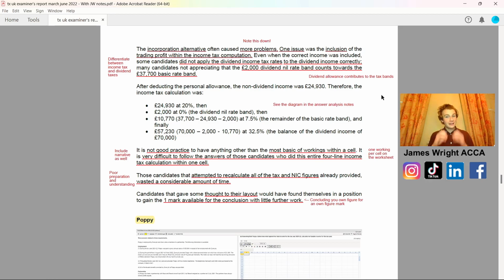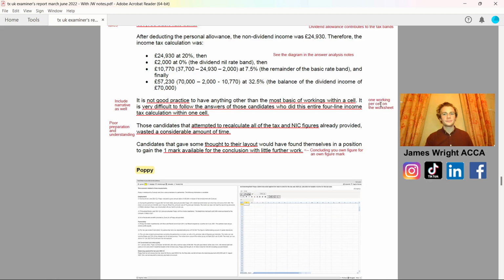We also had, and be careful for the actual tax year that you're doing these questions for, because the rates and allowances can change. Nevertheless, these are the same sort of style of questions that you could be tested on. But we were told here that we had a £2,000 dividend nil rate band that counts towards the 37,700 basic rate band. The dividend allowance, in other words, contributes towards the tax bands for you to get down in your notes.